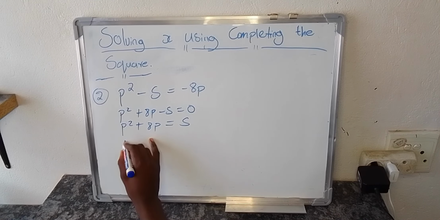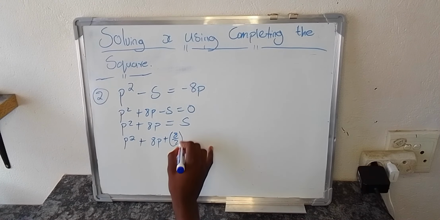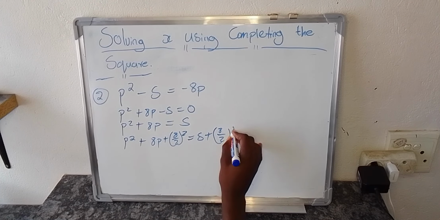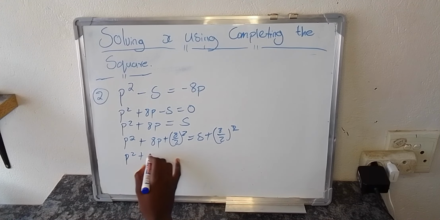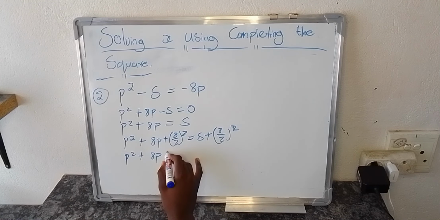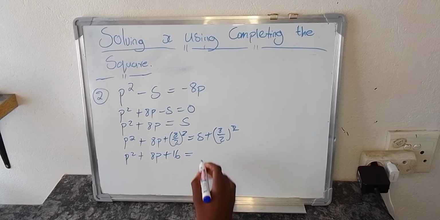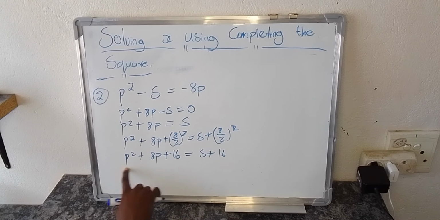So now we are going to have p squared plus 8p plus (8 divided by 2) to the power of 2 is equal to 5 plus (8 divided by 2) to the power of 2. Then from there we are going to simplify what's in the bracket. So now we're going to have p squared plus 8p, then 8 divided by 2 is 4, and 4 squared is equal to 16. Then from there we are going to jump to the right hand side, and we're going to have 5 plus 16. Then from there we are going to factorize the left hand side.